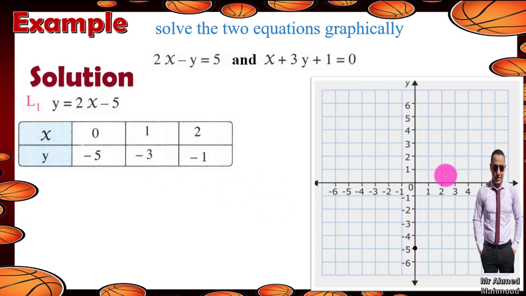1 and negative 3, 1 and go down to negative 3. 2 and negative 1, 2 and go down to negative 1. Then we are going to connect the points by a straight line, which is called L1.